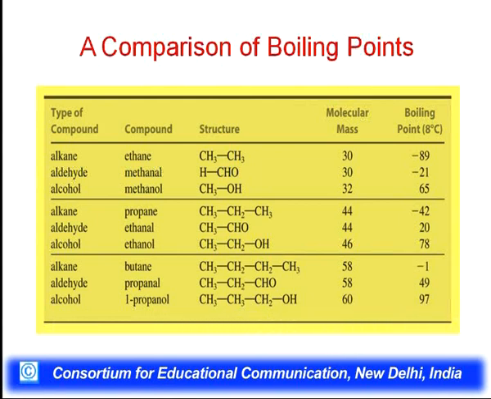The same trend is there if we compare propane with ethanol, that is, the boiling point of ethanol is 78 degrees, followed by propanal and propane.